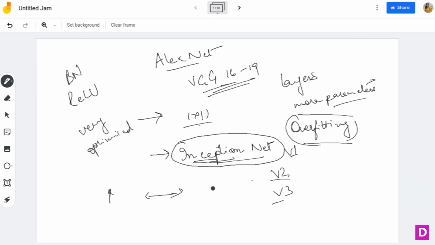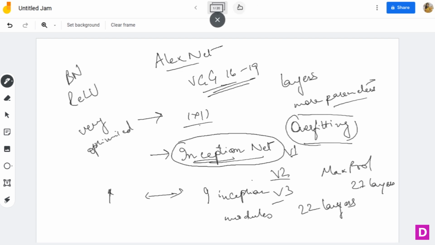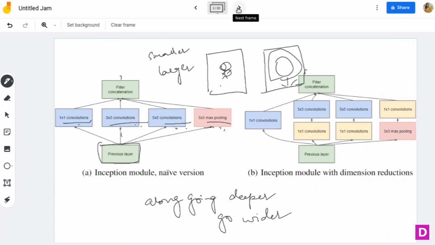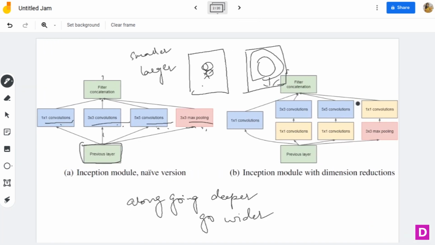An InceptionNet has 9 Inception modules, and it has 22 layers, I suppose. And if you also add the max pooling layers, it has 27 layers. So this is the whole thing about InceptionNet. Also, this was designed by Google, and the first InceptionNet is also known as GoogLeNet. Now we will understand the one with dimension reductions.